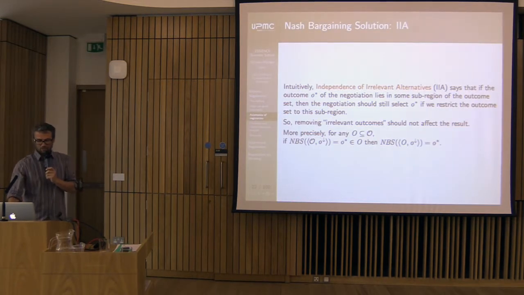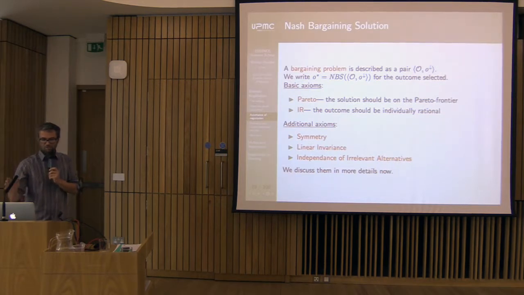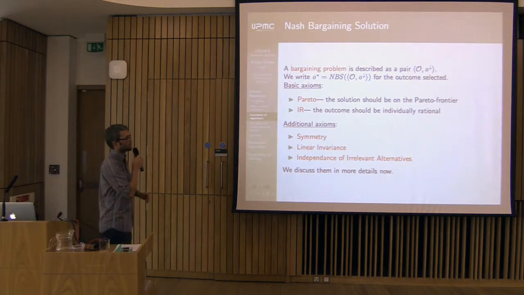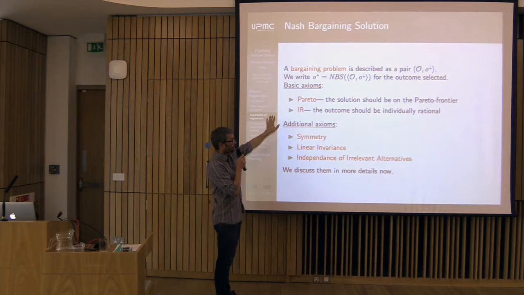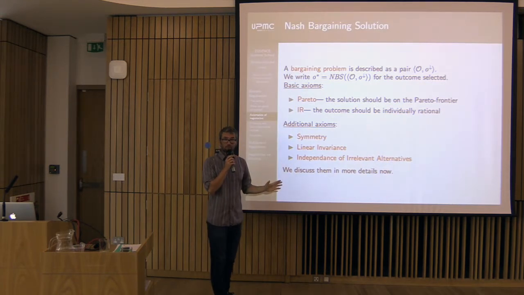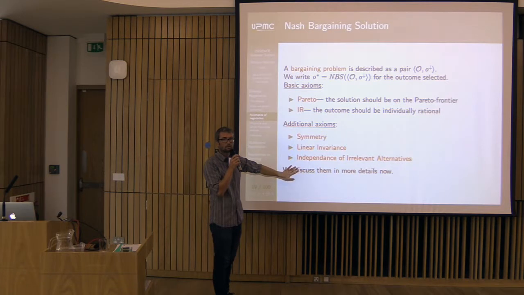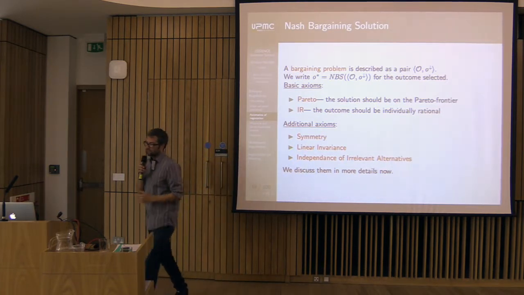Okay, so again, what Nash showed is that if you accept these five axioms, then the Nash product is the unique solution guaranteeing these five axioms.